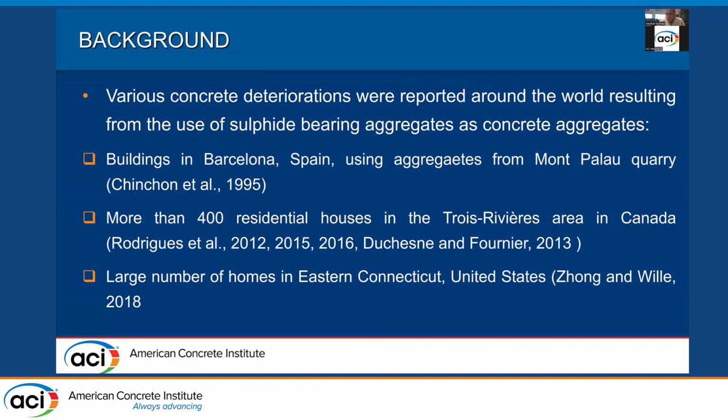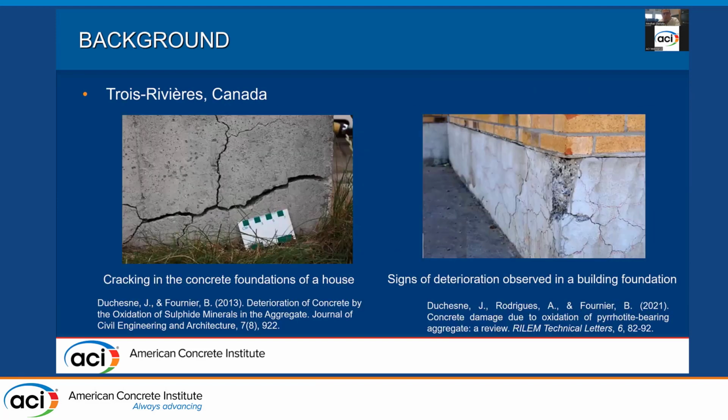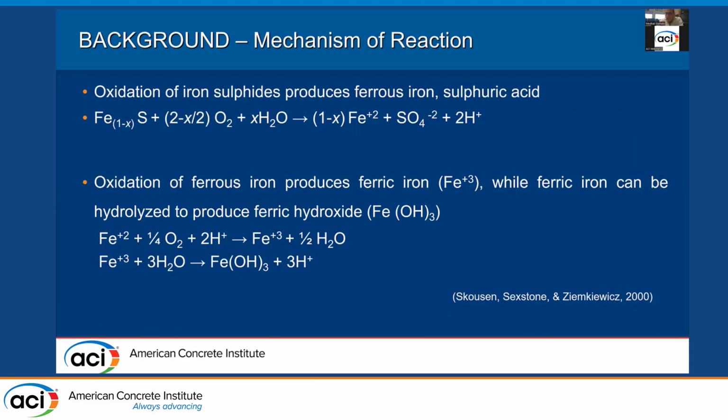Rodolfo has presented the issue. The issue of sulfide has been worldwide, but it's relatively new to North America. But we had cases in Trois-Rivières as well as the United States. This is the type of deterioration that we observe in Quebec. Rodolfo also talked about the mechanism of reaction, and the mechanism of reaction is basically oxidation as well as sulfate attack.